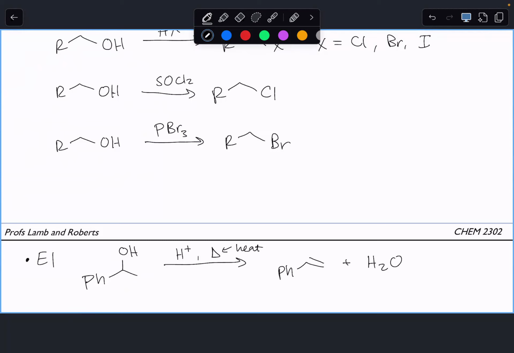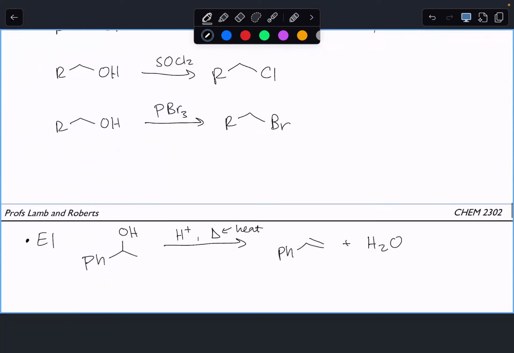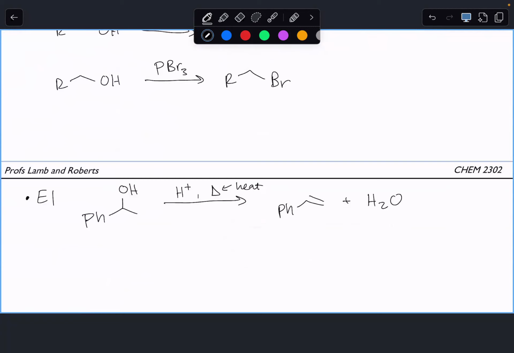And the reason that this happens is based off of whether you can make a stable carbocation. So first, you would protonate your alcohol to make it a better leaving group. Then the leaving group leaves by itself, and we generate this stable carbocation.